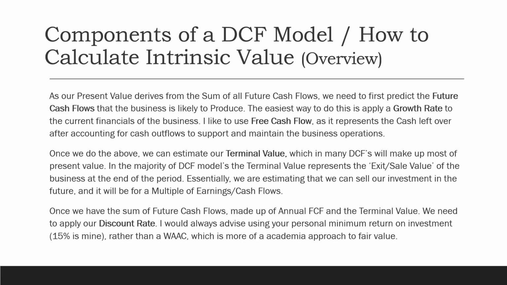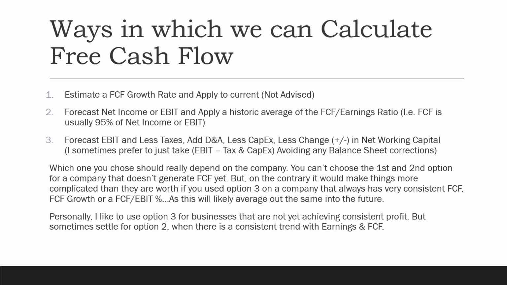15% is mine, for example, rather than a weighted average cost of capital, which, as I said earlier, is more of an academia approach to fair value. Now, I've highlighted in bold here the key components. So the key components are growth rates, free cash flow, terminal value, and discount rate. Ways in which we can calculate free cash flow into the future.